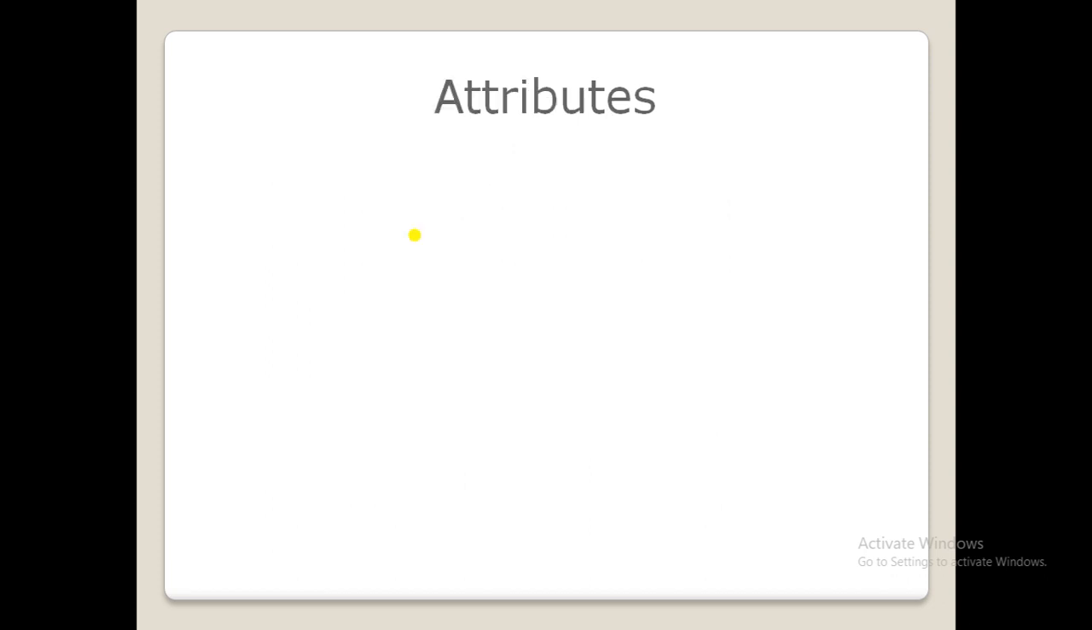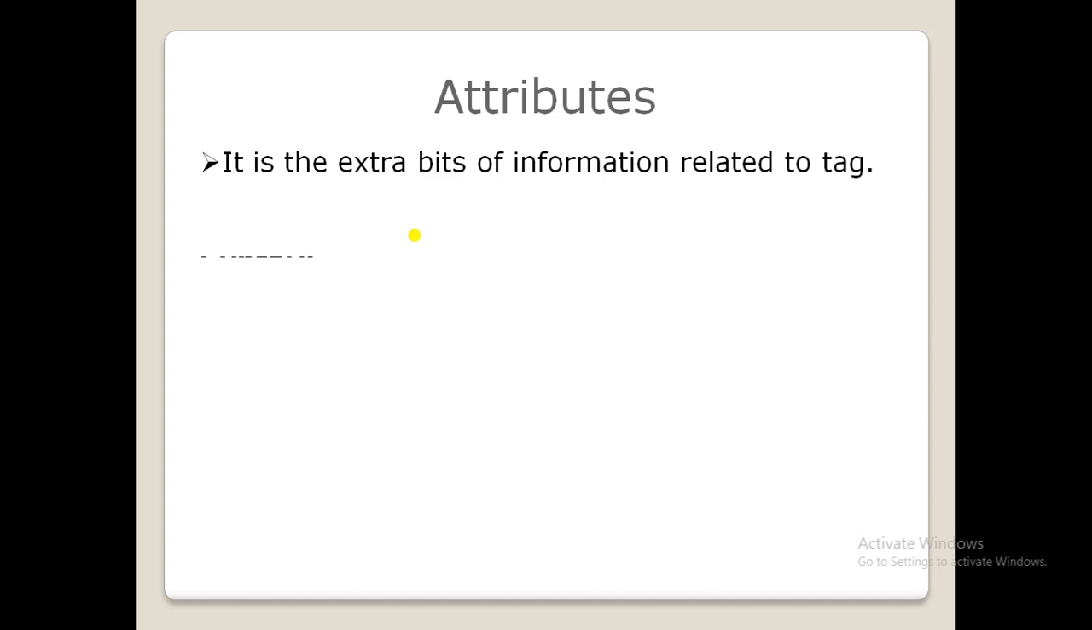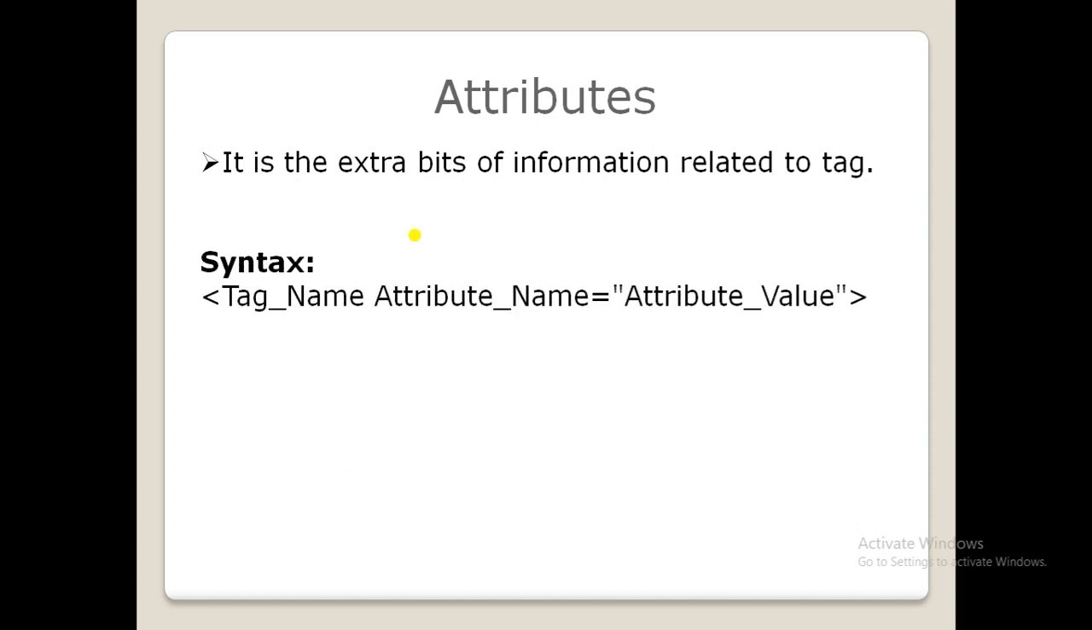Next, talking about attributes. Attributes are extra bits of information related to a tag. Attributes appear inside the opening tag or the on tag, and their values are written inside quotation marks. So when you write the values, you have to write them in quotation marks or double quotes.